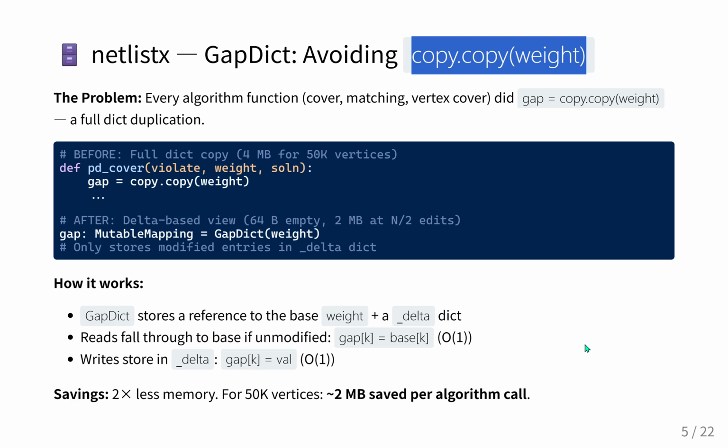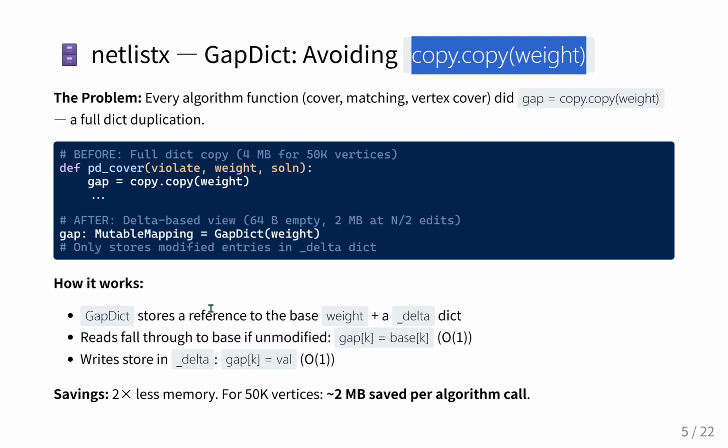Yeah. And then you draw on the copy, read it, and instantly throw it away. And you do that thousands of times a second. The C-level memory allocation for that is staggering. Every single clone means allocating a new hash table and copying all those pointers. So what was the fix? A really clever structural pattern they called a gapdict.